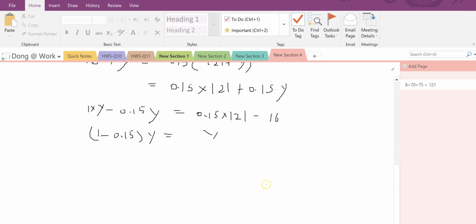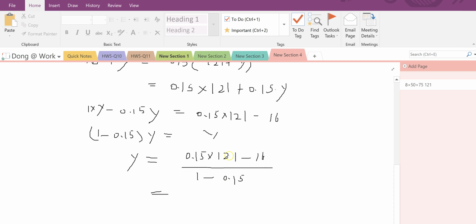So for the sake of time and space, let me just use that symbol. Now I can just divide both sides by this 1 minus 0.15 to solve out this y. So now the numerator will be this whole chunk here, 0.15 times 121 minus 16. And this will be divided by 1 minus 0.15.